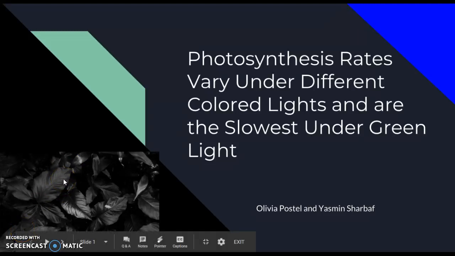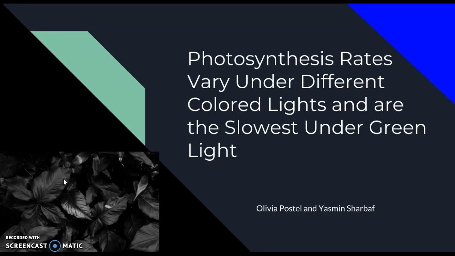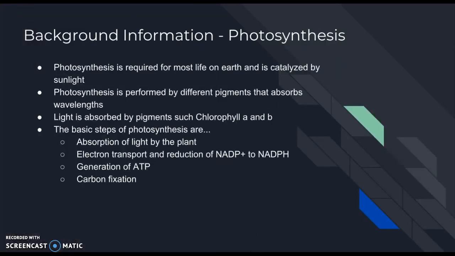Photosynthesis rates vary under different colored lights and are the slowest under green light, by Olivia Postel and Yasmin Sharbaf. Background information: photosynthesis. Photosynthesis is required for most life on Earth and is catalyzed by sunlight.